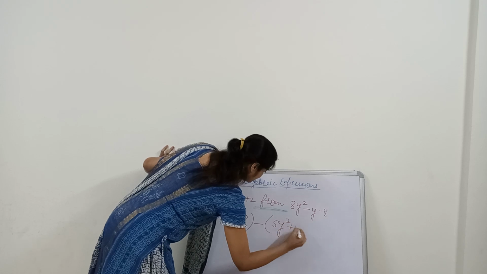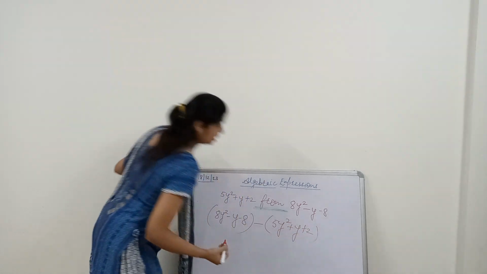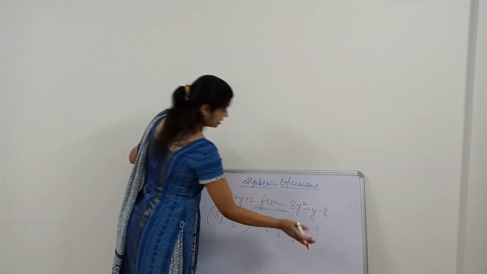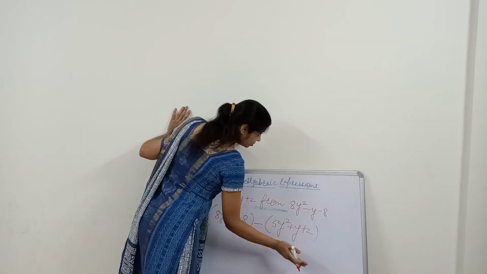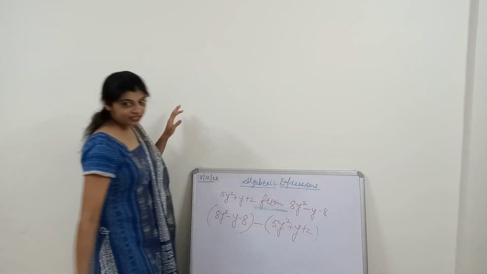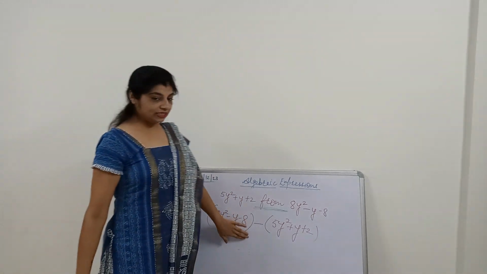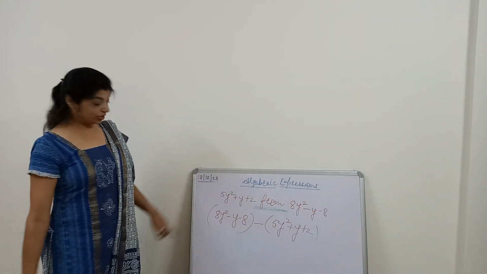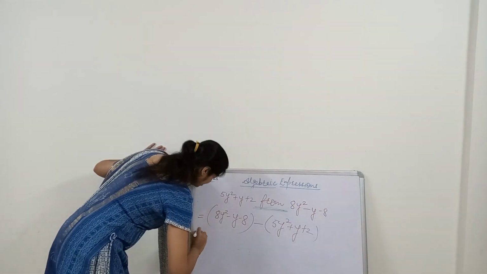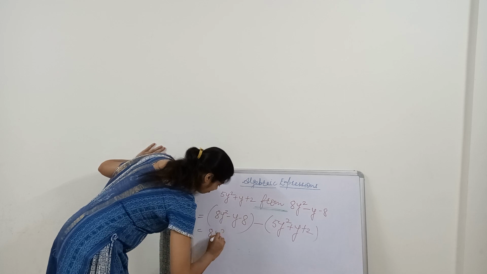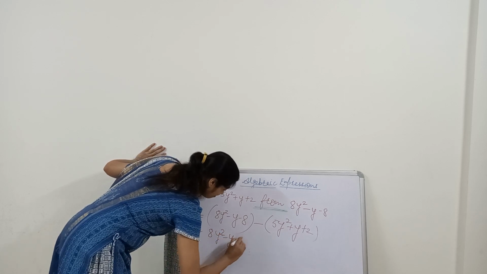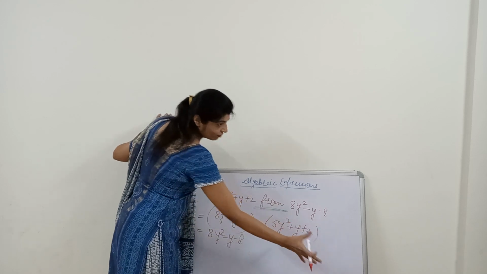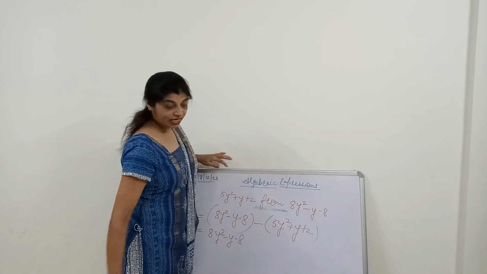And my dear viewers, whenever it's subtraction, the signs of the terms written in the bracket change. I repeat, whenever it's subtraction, the signs of the next terms keep on changing. So the next step would be 8y square minus y minus 8 as it is, and now you have to open the bracket.